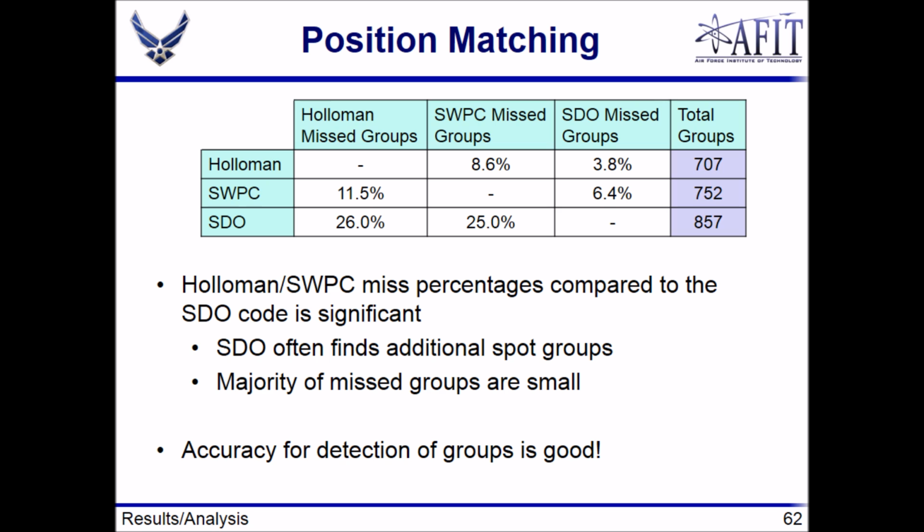If I'm detecting 25% more spot groups, then the Holloman and SWPC reports aren't going to be able to match those groups because they didn't report them. It's important to note too that the majority of the missed groups are often small, but what we can conclude from these results is that the accuracy for the detection of the groups is good. So we want to move on then to the actual classification comparison.